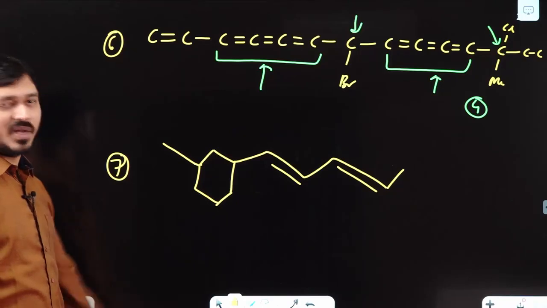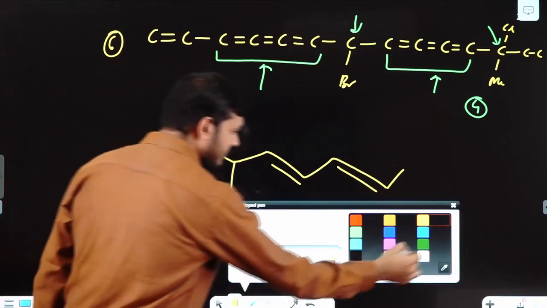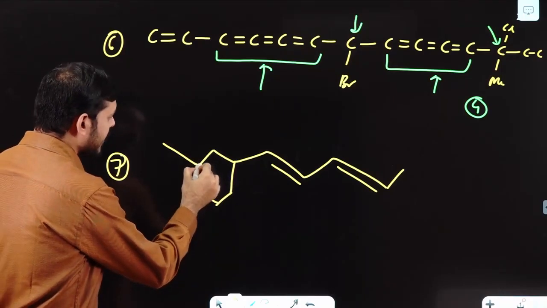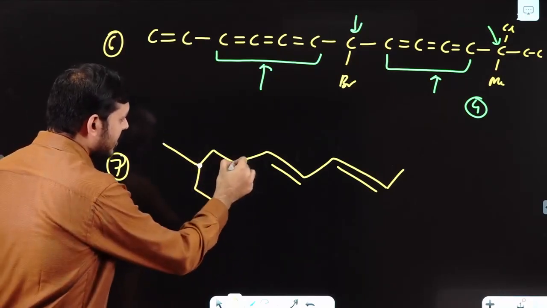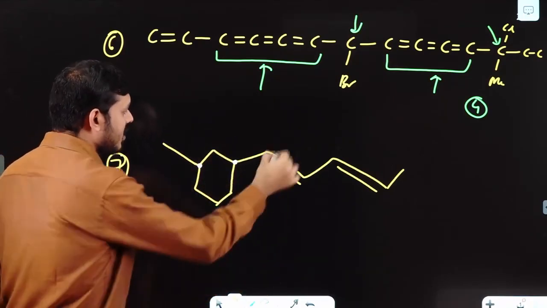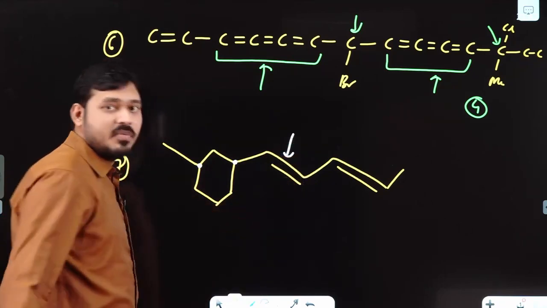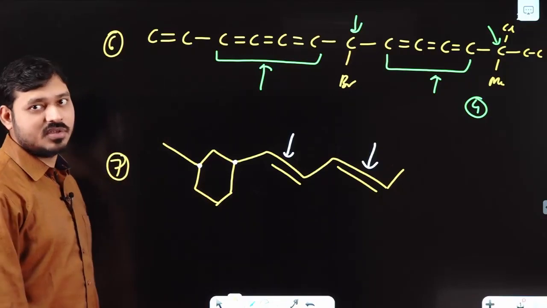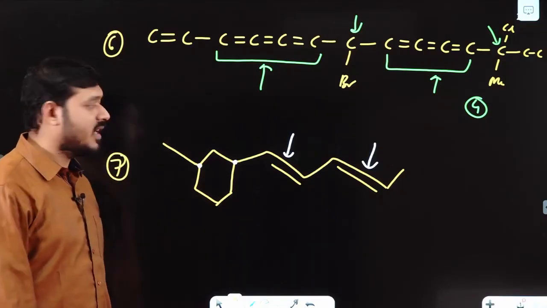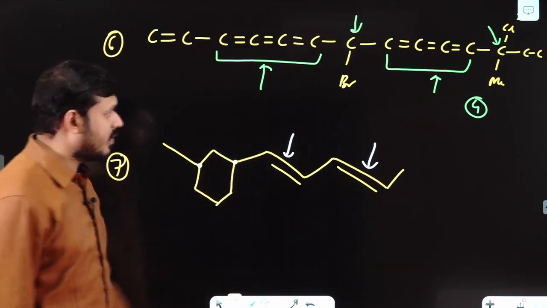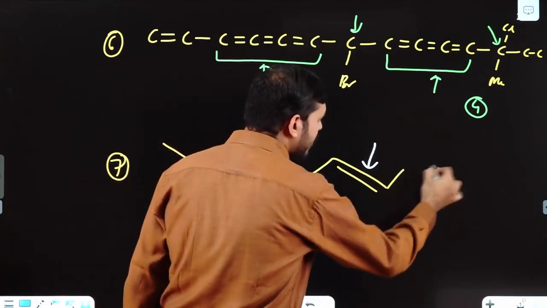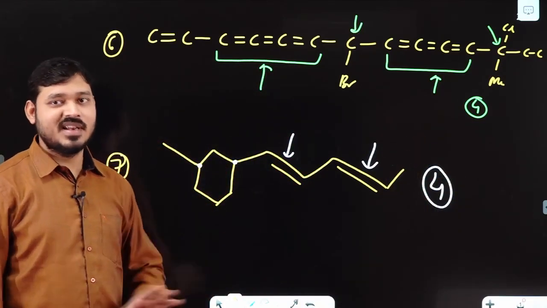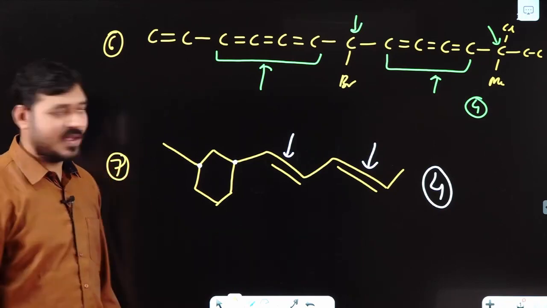Now check this one. Here you can simply see this is a chiral center, this is also a chiral center. Now this pi bond is contributing in geometrical isomerism and this pi bond is also contributing in geometrical isomerism, so it's stereoisomerism indirectly. So 1, 2, 3, 4. So here also you are having 4 stereogenic centers. Clear? Done? Okay.